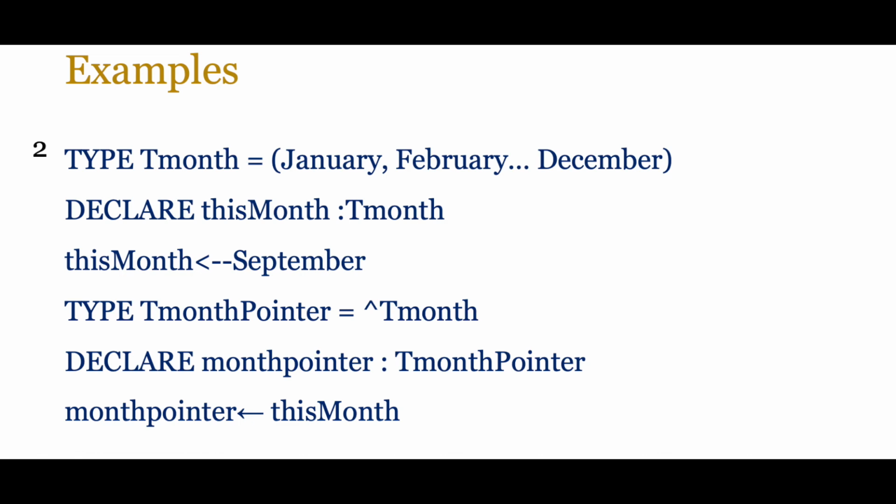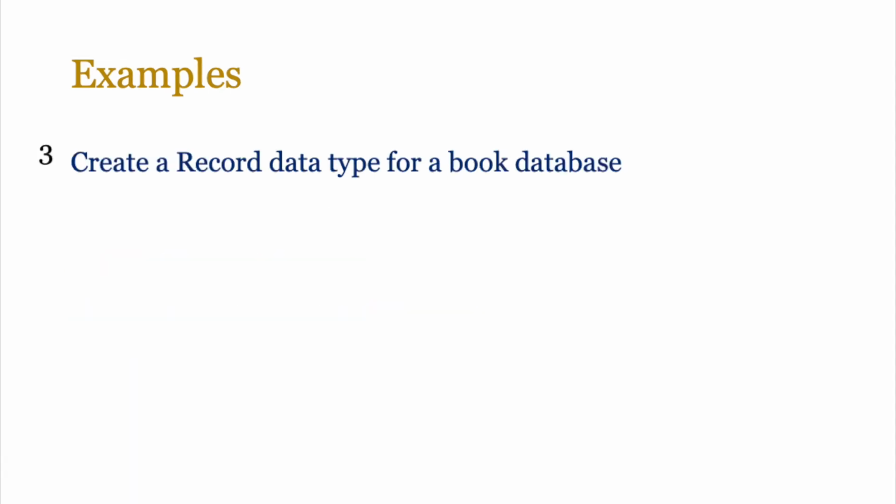Now let's look at the next example. Create a record data type for a book database, and you can choose whatever attributes you want in this particular one. I'll just give you an example in a moment, which might be a bit different from the one you came up with, but the overall structure should be similar. So pause the video and think about this one.